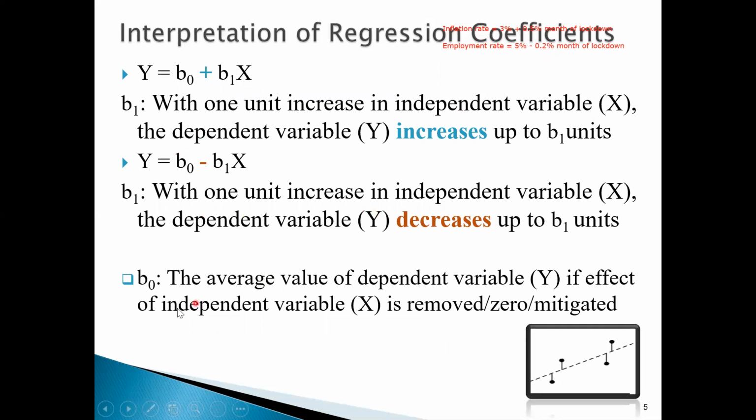Whereas B naught is the average value of the dependent variable, but it is not the simple average, like adding all the values and dividing by the sample size. It is the average value when the effect of the independent variable is zero, removed, mitigated, or let's say not considered. So we will say the employment rate is 5%, but with each month increase in the lockdown, the employment rate decreases by 0.2%. This is the interpretation for the regression coefficient.